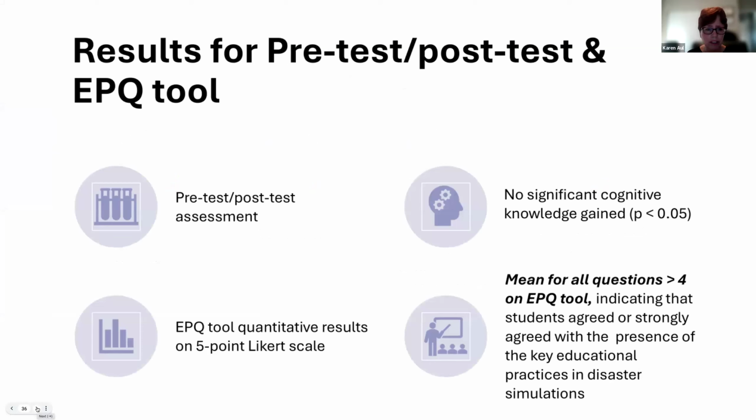So these were the results from our findings. From the pre-test, post-test assessment, those were the knowledge questions, there was no change. There was no significant cognitive knowledge gained. But from the EPQ tool, the quantitative results showed that the mean for all of the questions, again, it was a 16-item tool, was greater than 4. So that meant that the students agreed or strongly agreed with the presence of the key educational practices in the simulations. Next slide, please.